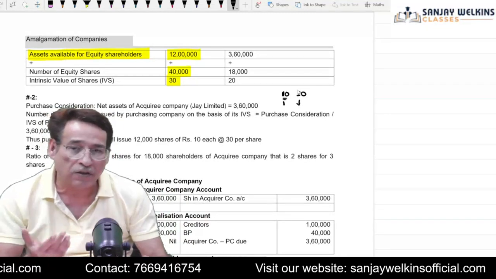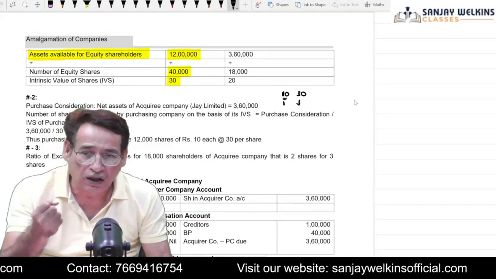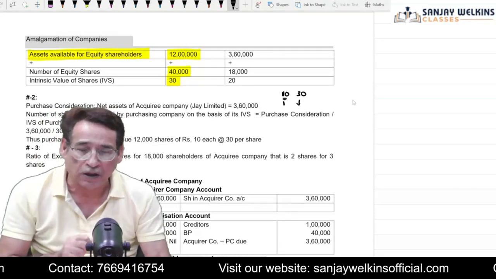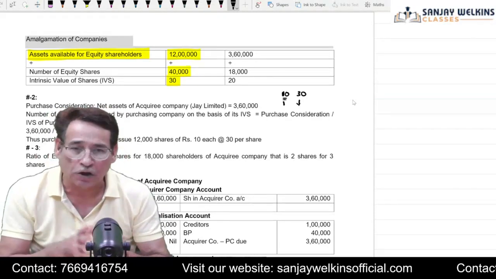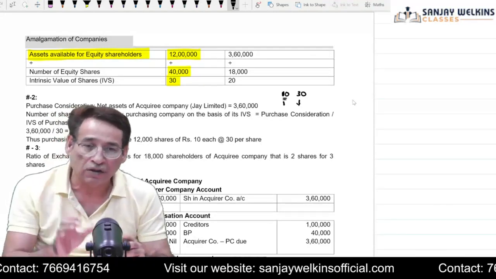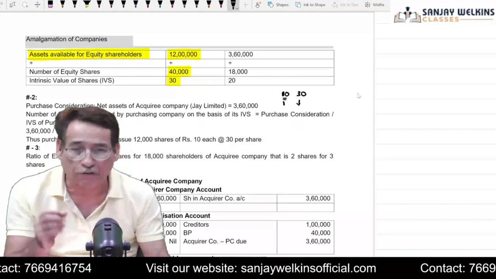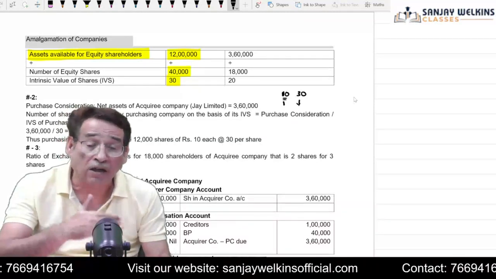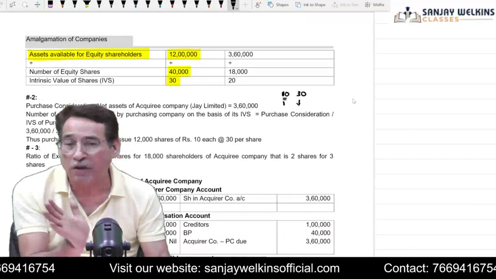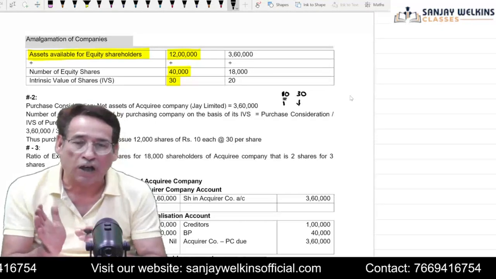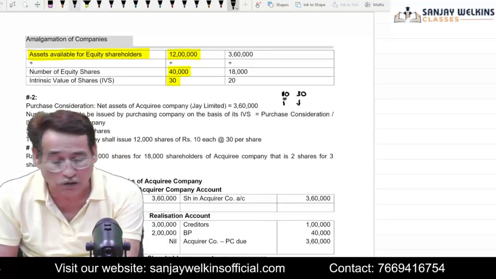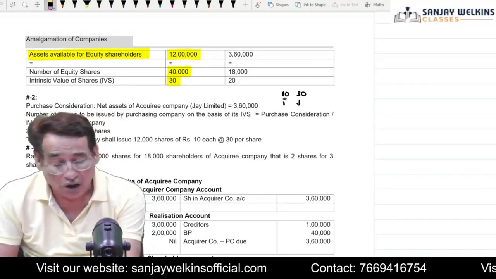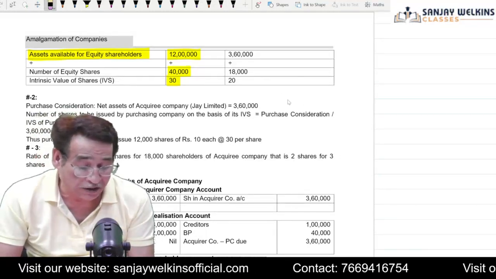So through intrinsic value of shares, the real worthiness of the company can be determined. In practical life, before investing into a company, the potential shareholders or experts try to find out the intrinsic value of shares. It is known as intrinsic value. Intrinsic means inside, because generally this value is not published in the financial statement. That is why it is known as intrinsic value. So the intrinsic value of this entity is 30.